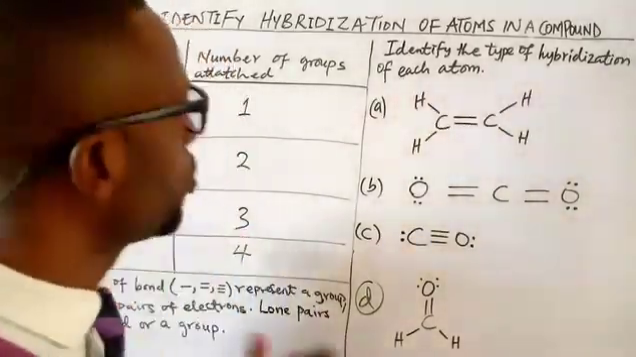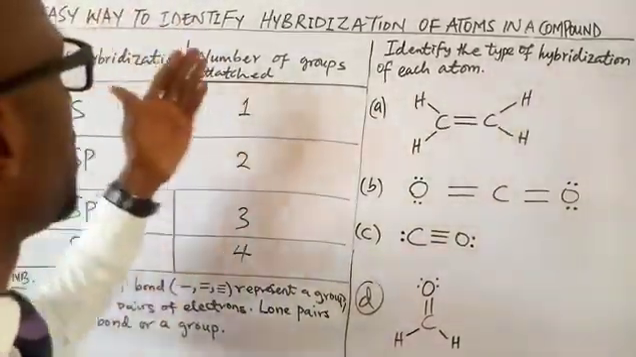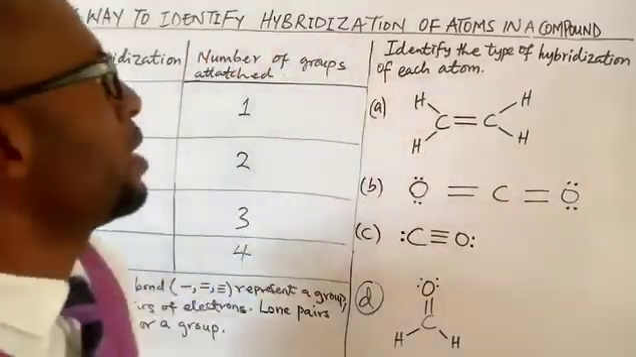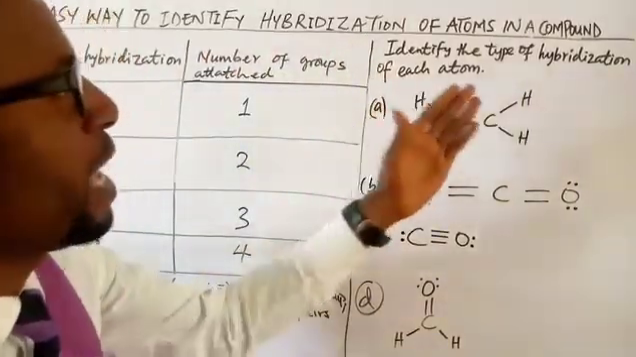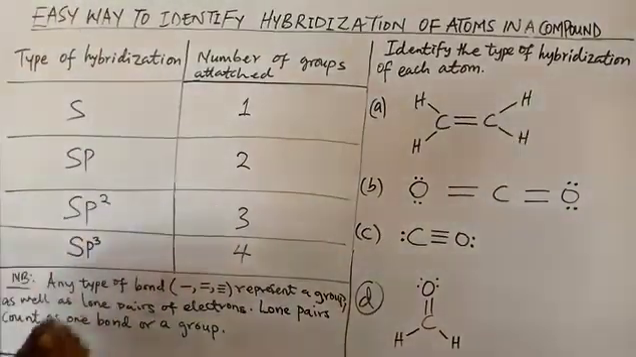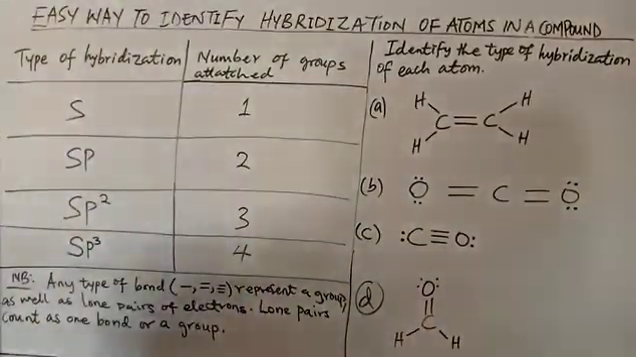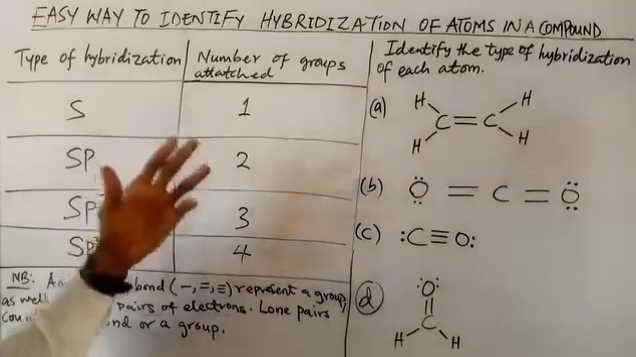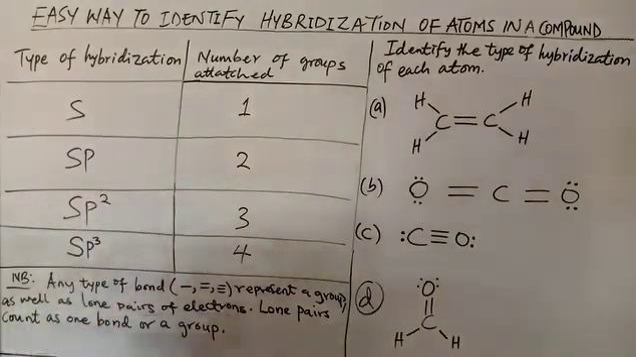Hello friends, I want to show you the easy way to identify hybridization of atoms in a compound, okay? So for us to do that, we have a table that you are going to follow if you want to get this job done very easily, okay?